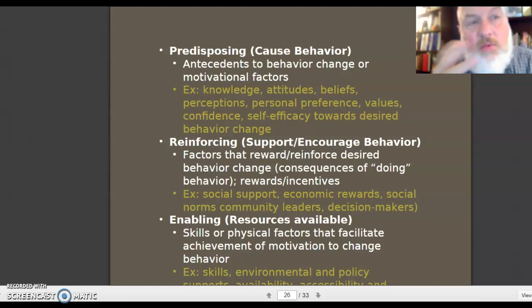It gives you some examples here of things that you would want to keep in mind. What about knowledge, attitudes, and beliefs? We always go through that. What about social support? What about economic rewards? What about social norms? What about skills? What about environmental and policy supports? What about affordability of services? There's lots of different ways that you can get this information, but you would want to keep this in mind as you're gathering your data.